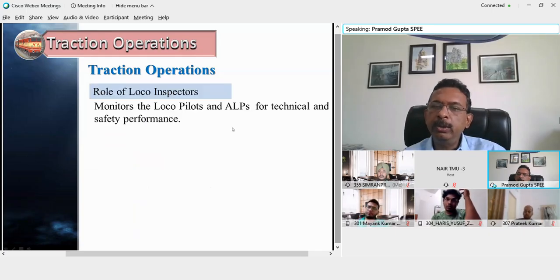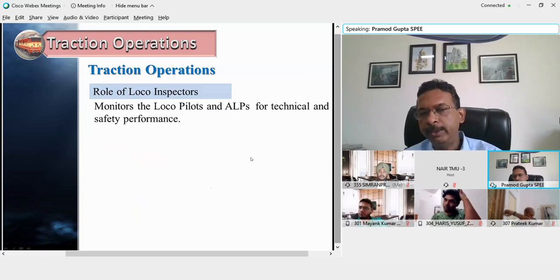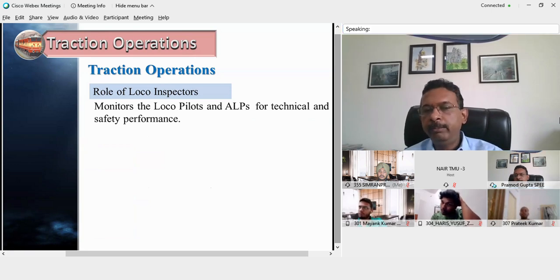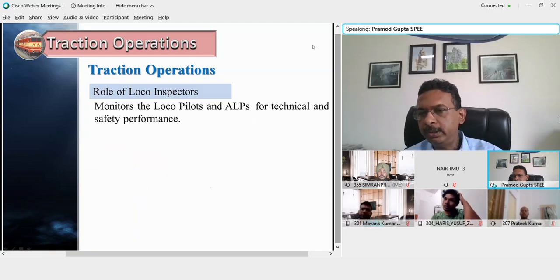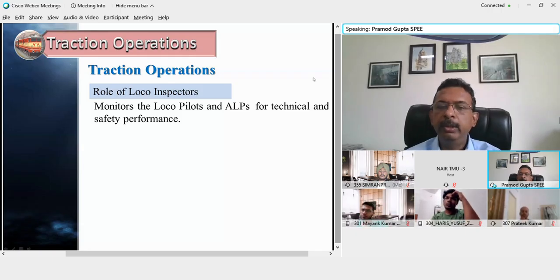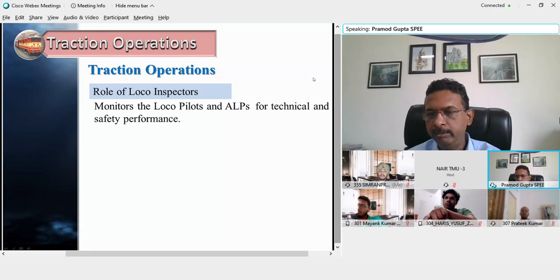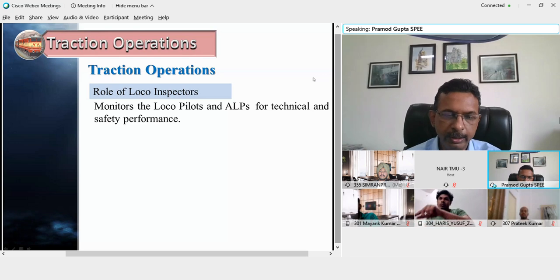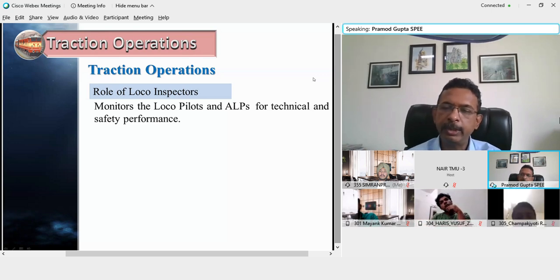I had spoken about the loco inspector, and they are a very important link as far as safety in train operation is involved. In a big division, we have somewhere around 1,000 crew members, 500 plus loco pilots and 500 plus assistant loco pilots. And it is not possible for the officers to interact with all of them at regular intervals. The interaction is required to make sure that they are technically up to date, and that they know the safety related instructions which have been issued from time to time.